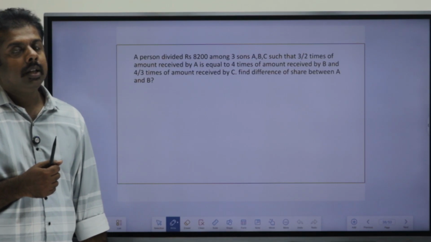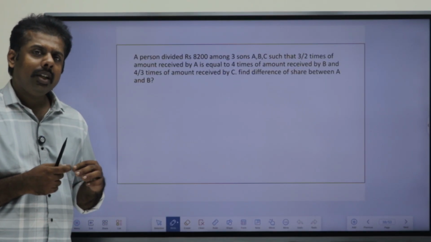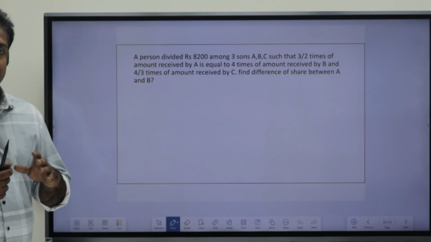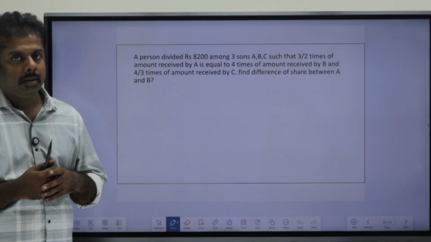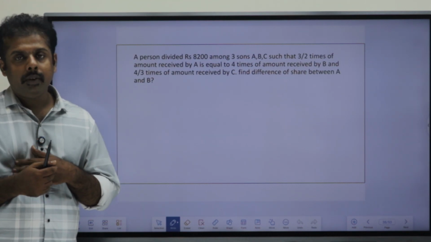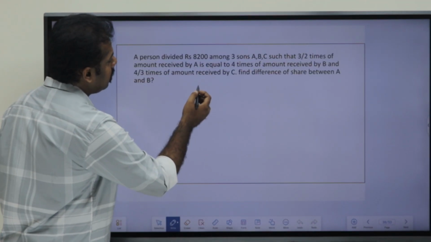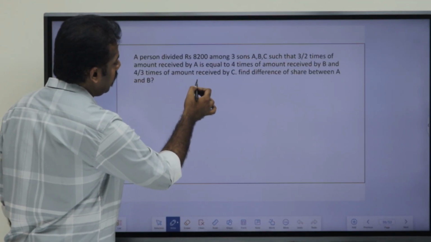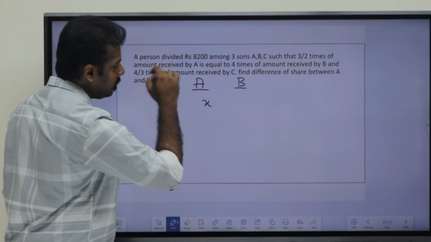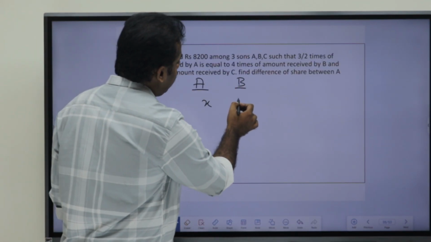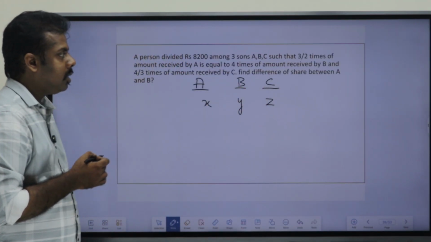Okay. If we see, they have given the total amount which they divided, but they haven't given the ratios directly, but they have compared the conditions based on the amount received by A, B and C. So, we do not know the amount that they have received, so we can just assume it. We are going to assume that the amount received by A is X, the amount received by B is Y, and C got an amount of Z. Now, what does the condition say?